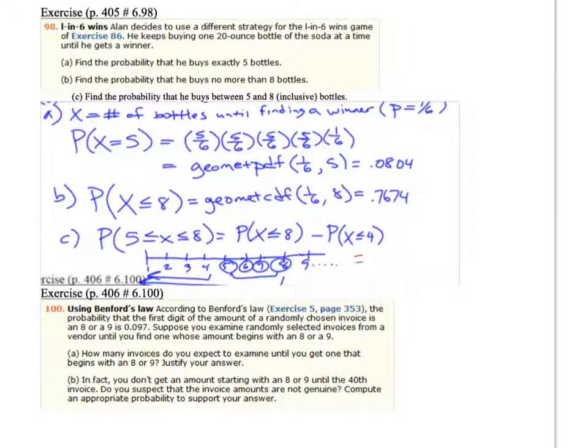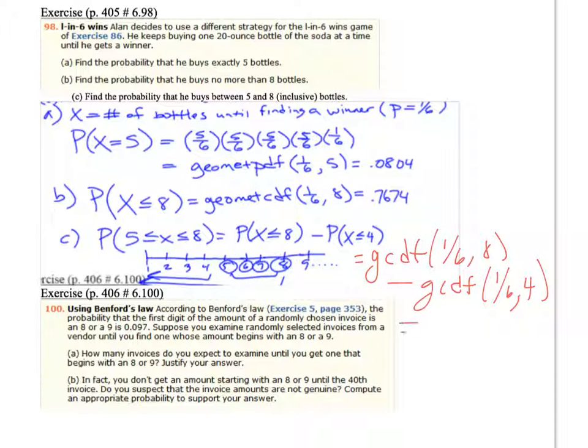So to finish that, you're going to run this geometric CDF command twice. I'm just going to write GCDF, type in a 1/6 and an 8, and then minus off a GCDF with a 1/6 and a 4. So let's go do that in the calculator. Okay, so I got 0.7674 minus 0.5177 for a final probability of 0.2497.